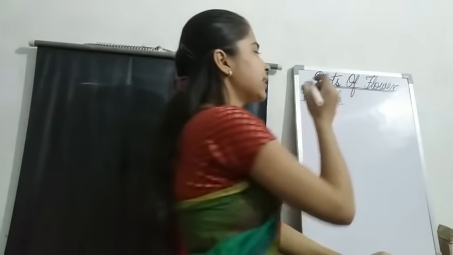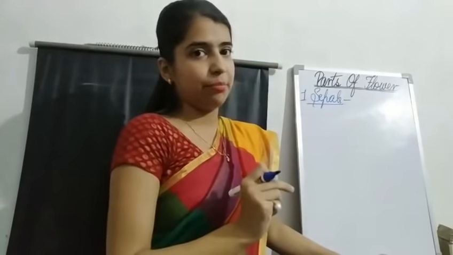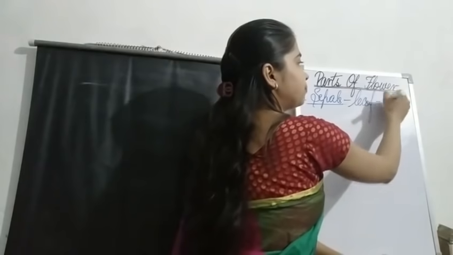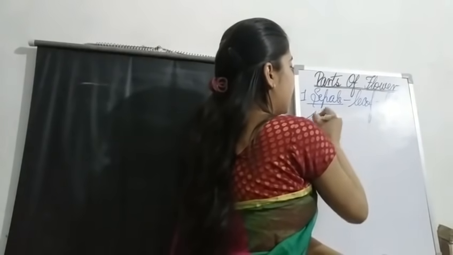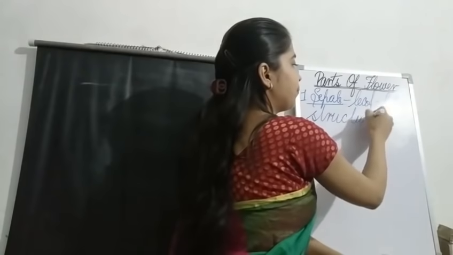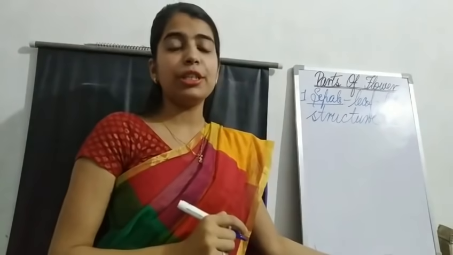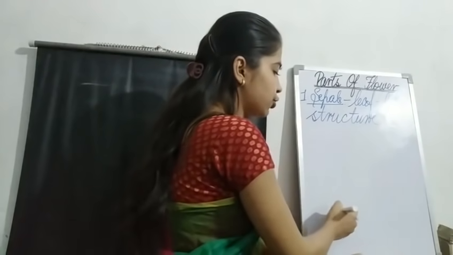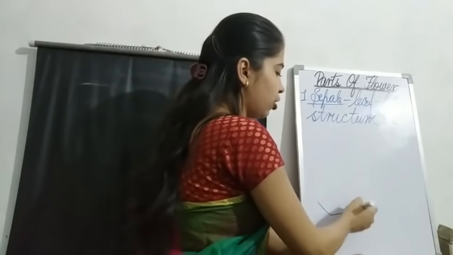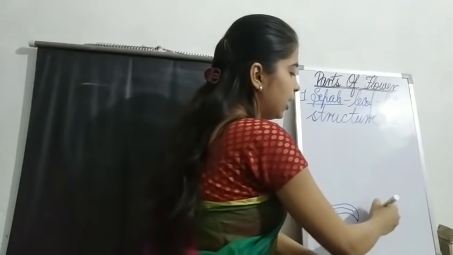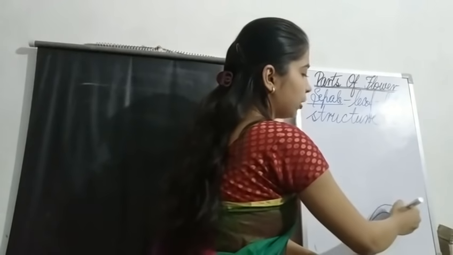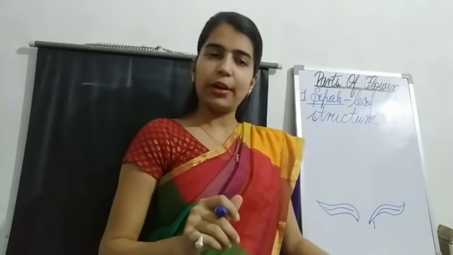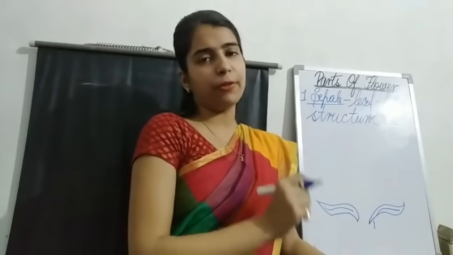First of all, let us learn the structure of the sepals. See, the sepals have a leaf-like structure. That is the first feature of the sepals. In the previous session I showed you the picture of the sepals, that they are in the form of a leaf and they are attached to the bottom part of the flower. So the structure is just like a leaf. Now what is the function of the sepals?